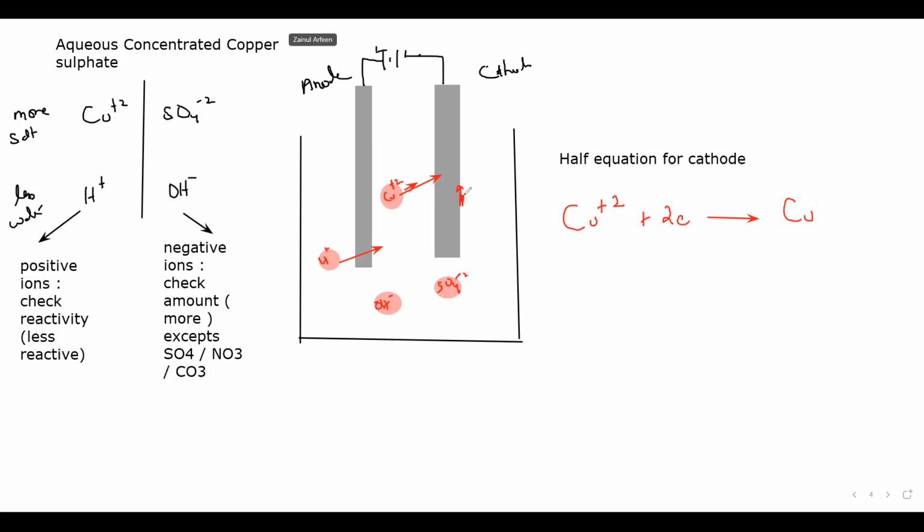And whenever a metal is formed, what is the observation? Metals are solid at room temperature and copper is brown in color. So the observation is brown solid formed at cathode.